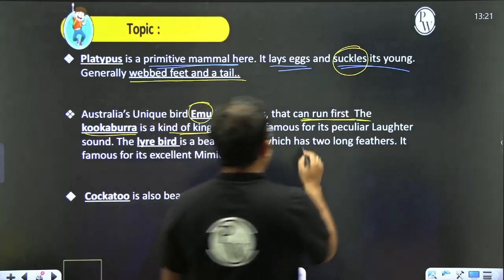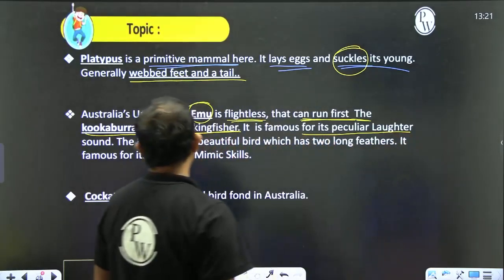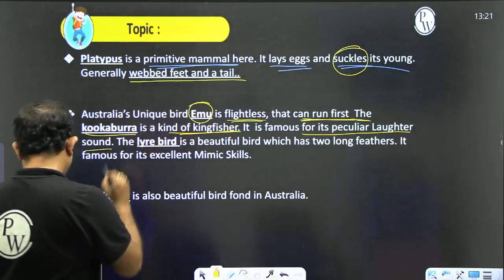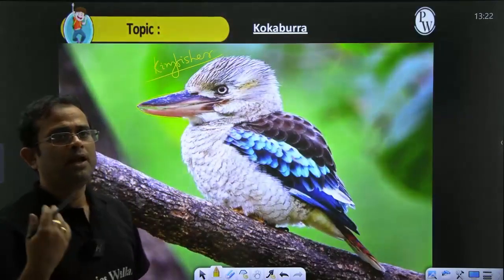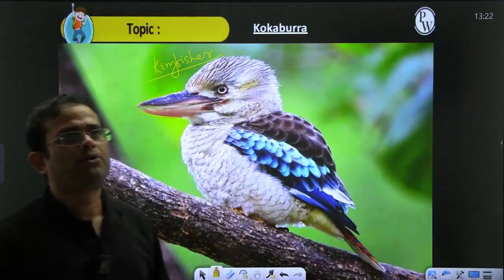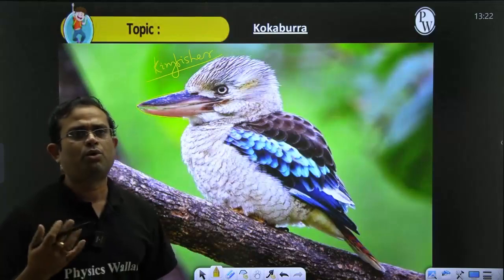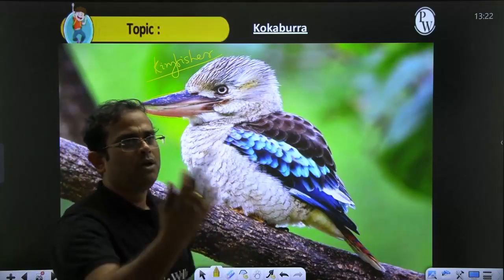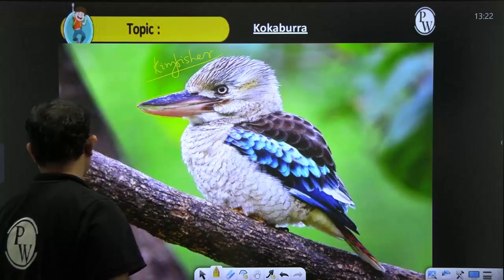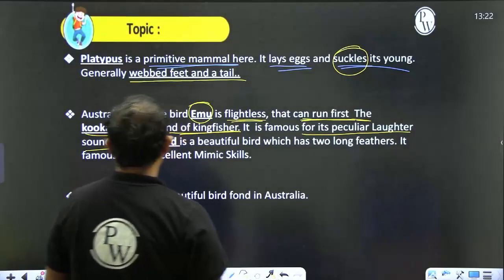It is famous for its peculiar laughter sound. Basically this bird produces a laughter sound, a variety of sounds, that may puzzle the person in front. Famous peculiar laughter sound.